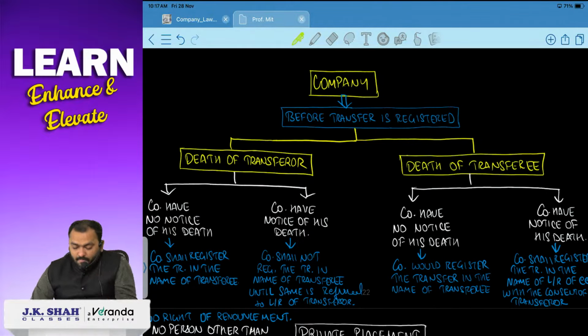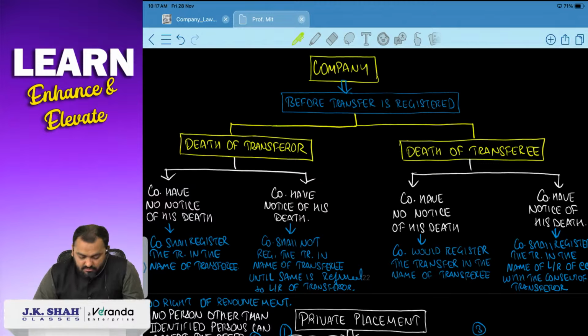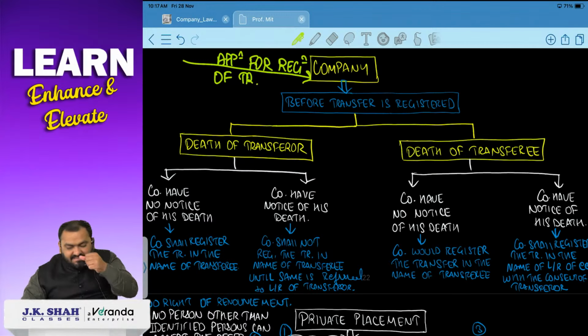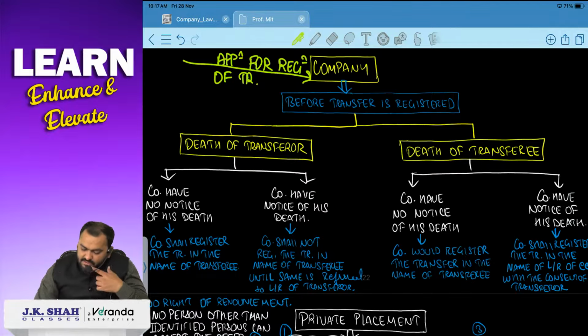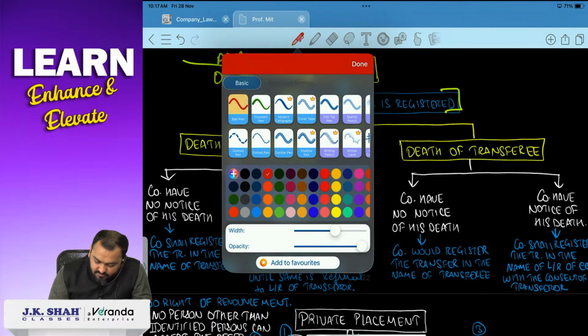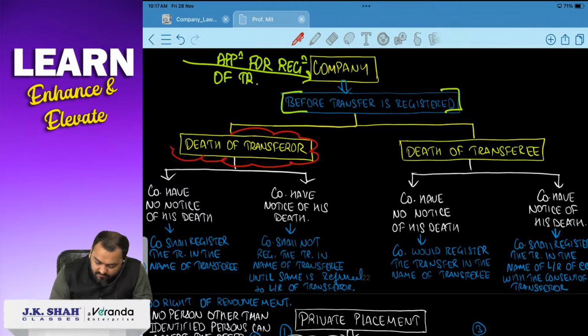Now, see what this is. The company has received a request, an application, for registration of transfer. But the company has not yet registered the transfer. Now what happened? Before the company registered the transfer, the company came to know there was a death of the transferor.